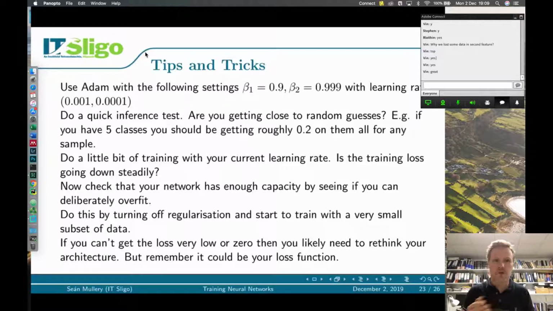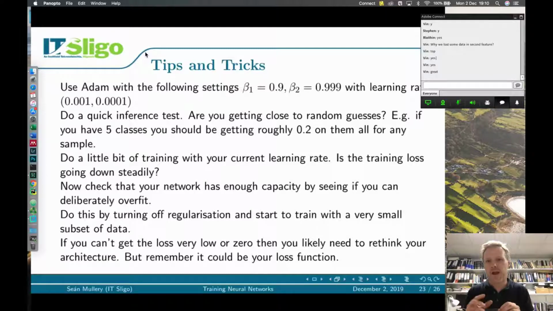So one example is to use Adam first of all as your optimization technique rather than the more vanilla standard stochastic gradient descent. The settings for these are a beta 1 and a beta 2 of 0.9 and 0.99, and you can use it with a learning rate of about 0.01 to 0.0001, so around about that sort of thing. Beta 1 and beta 2, I'm not really going to go into detail on them, but they're related to how much momentum you're including.